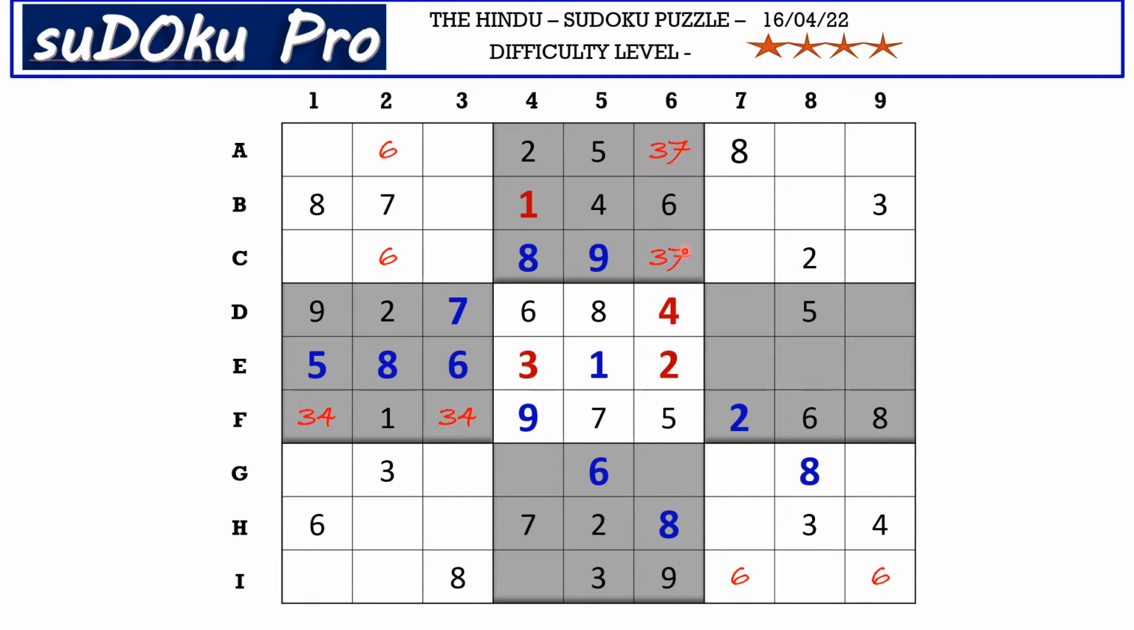Now in column 6, the only missing number is 1. And in this block, the missing numbers are 4 and 5. Let's mark it with 4, 5 pair.